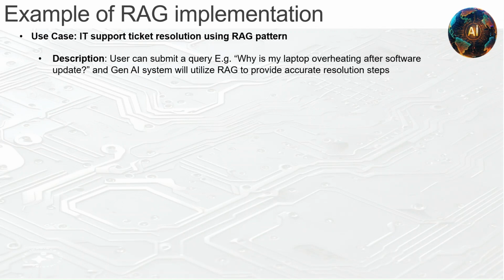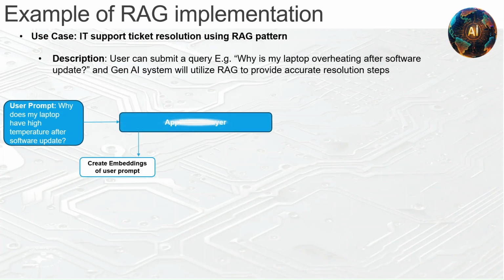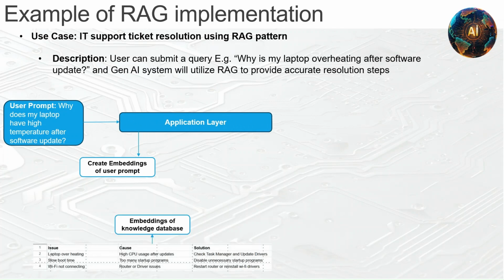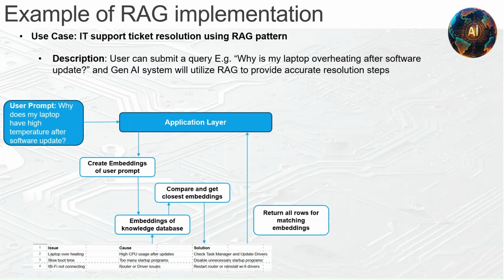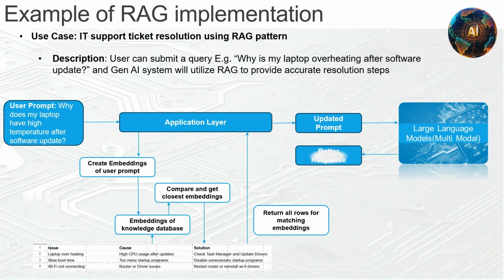Let us walk through the same IT ticket resolution example now using embeddings and similarity search. The user prompt now has high temperature as the issue. The application layer creates the embeddings of this user query. Also, we have embeddings of all the rows of the knowledge database already present. The application layer then compares these two embeddings and gets the embeddings from the knowledge database which are closest to the user query embeddings. It then gets all the rows for these matching embeddings, uses this data to update the user prompt, and then similar steps follow, with the LLM getting back a more accurate response.